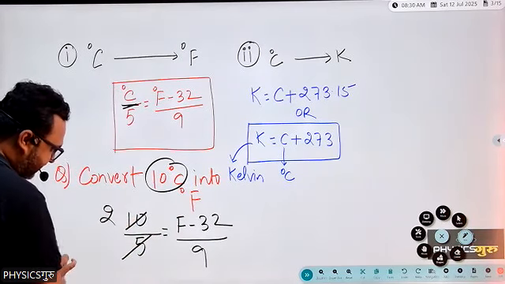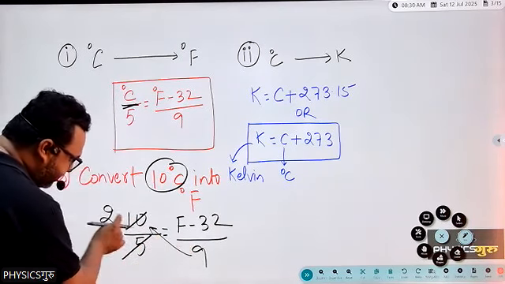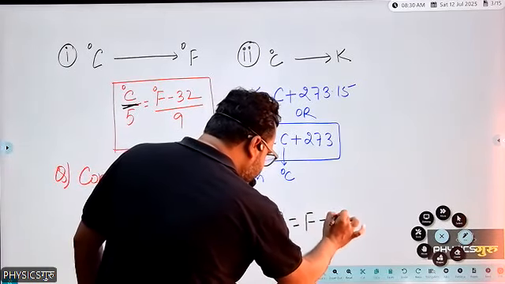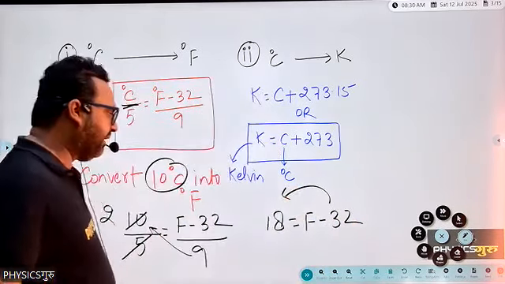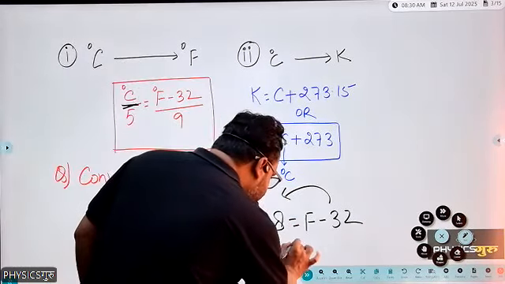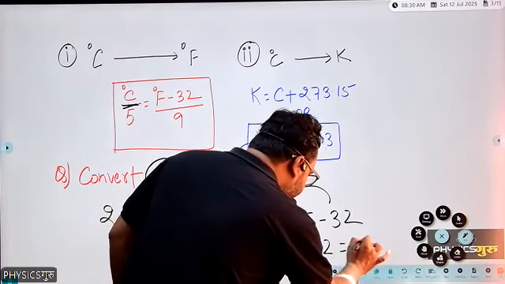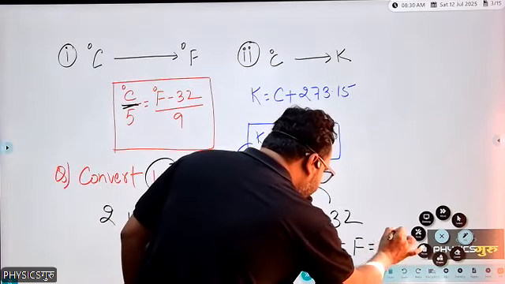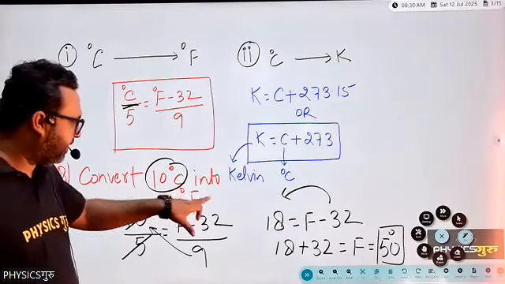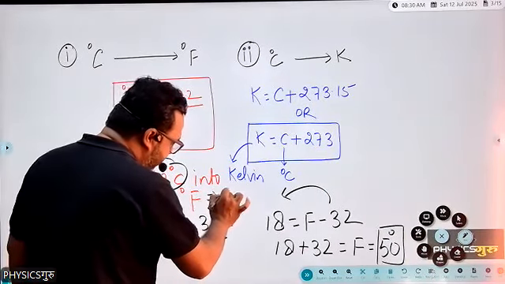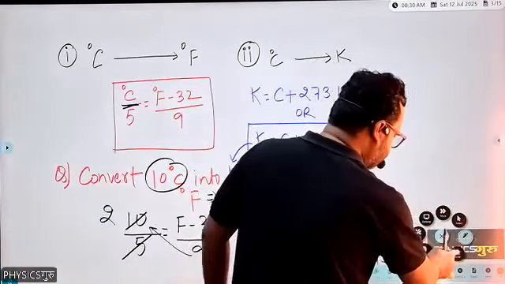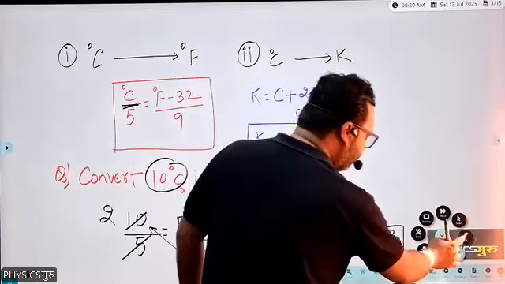5 times 2 is 10. Now 9 times 2, you need to just cross multiply. So 9 2s are 18. 18 is equal to F minus 32. Now bring this 32 from left hand side to right hand side. It will change its sign. So 18 plus 32 is equal to F, which is nothing but 50 degree Fahrenheit. So in case of 10 degrees centigrade into Fahrenheit, the required answer is 50 degree. So 50 degree is the right answer. This is how we convert one scale into another scale.